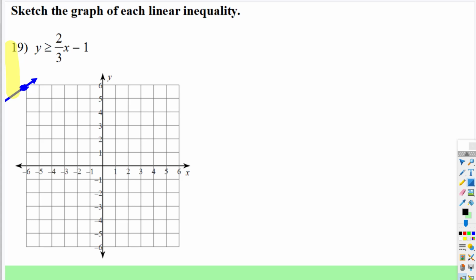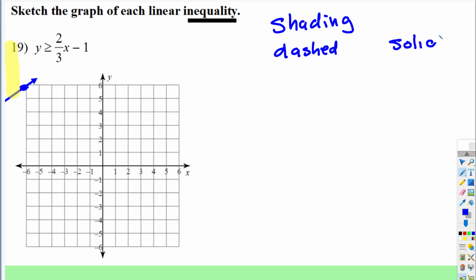Okay, when sketching the graph of a linear inequality, remember what we've talked about with inequalities. Shading is key. You need to remember shading. And when it's a linear inequality, you're not going to worry so much about interval notation, but what you do need to pay attention to is whether there is going to be a dashed line or a solid line. And this is how you know.